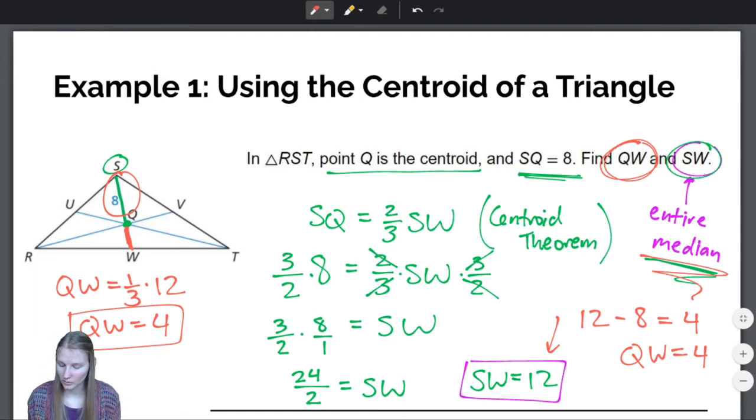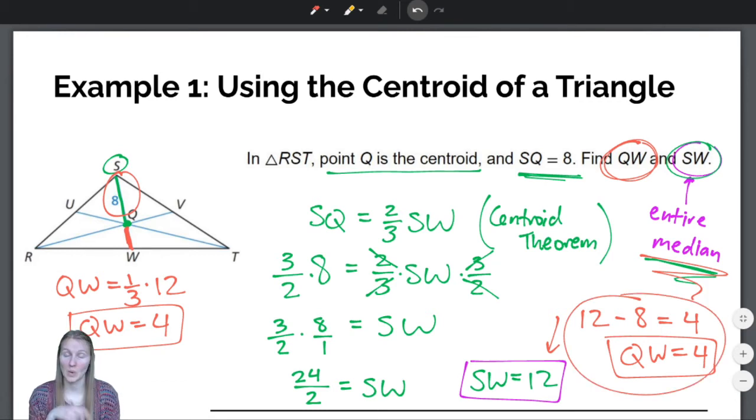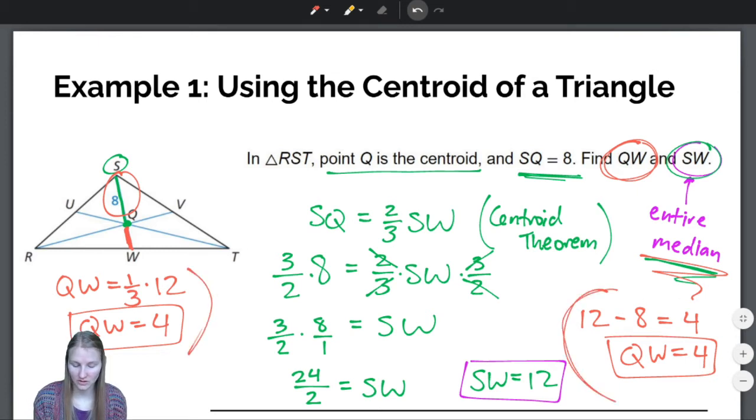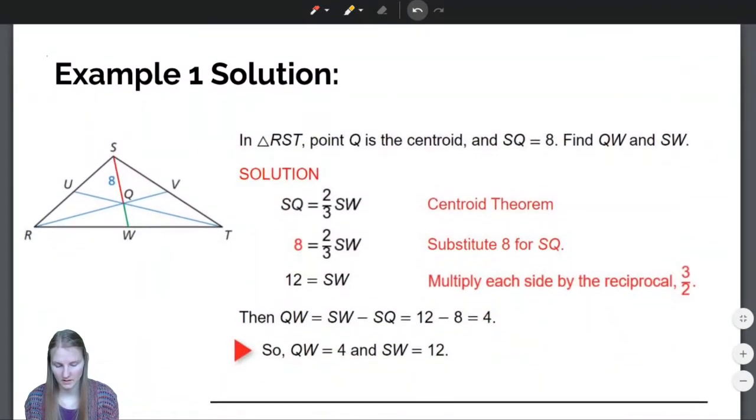So if using the segment addition postulate is easier for you, and you'll remember what we did right here was back in section 1.2, by all means, you can do it this way. And if this made more sense to you with the centroid theorem, you're more than welcome to do it that way as well. All right, let's check and see if we were correct.